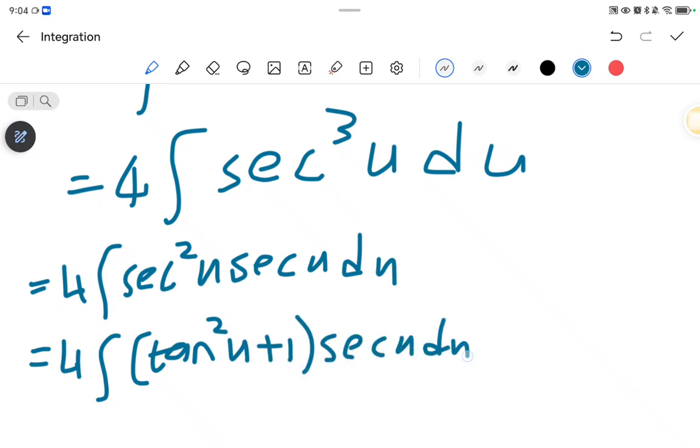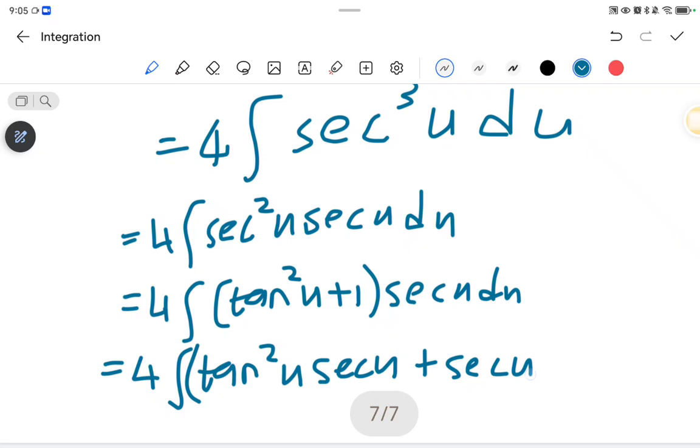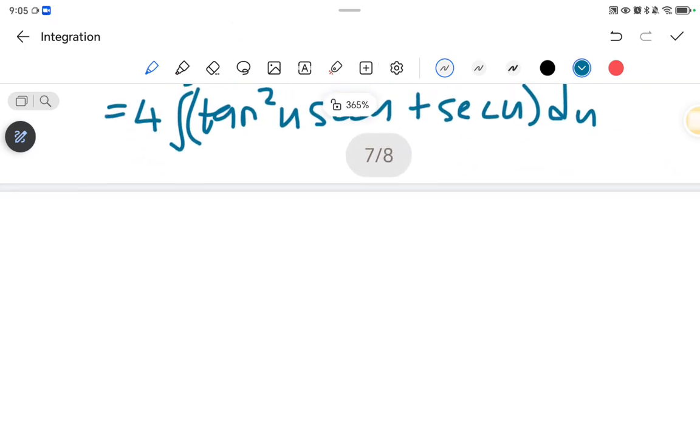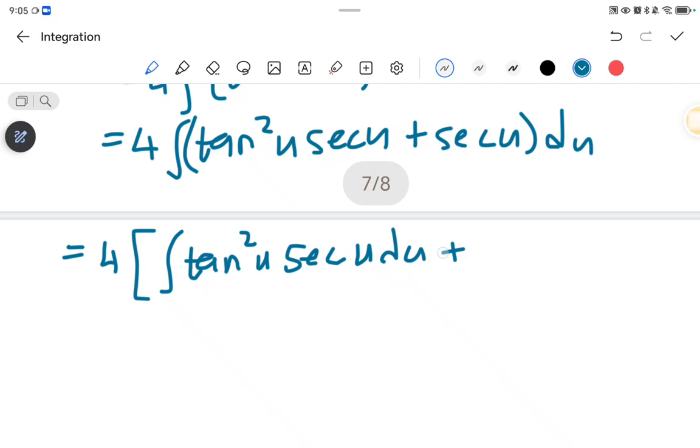sec u du. Then I can easily do this: the integral of tan squared u sec u plus sec u du. You see, I've expanded that. Then this will be the integral of tan squared u sec u du plus the integral of sec u du. You see, right?